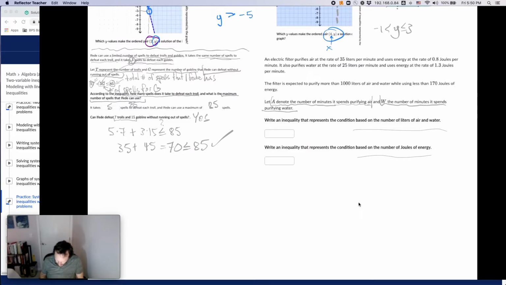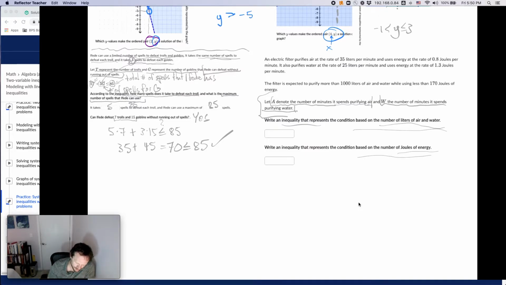So if we're looking to make these problems a little bit harder on ourselves, we could leave this sentence out and try to do the problem without that. But we're being told that, so let's use it. We know that A is the number of minutes to purify air, W is the number of minutes to purify water. So we want an inequality that has the number of liters of air and water in it, and another inequality that also has A and W, but that goes with the joules. So now we've got to read again and think, okay, I want to write an inequality that has something about the number of liters.